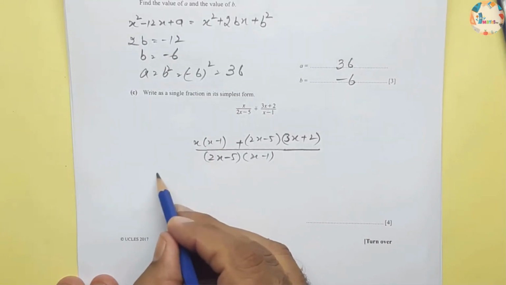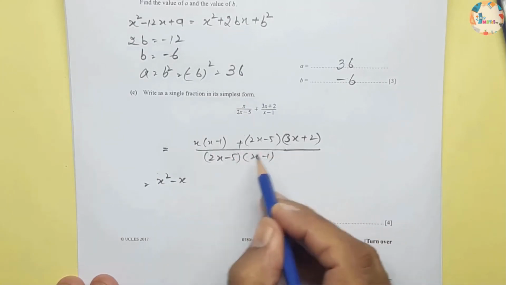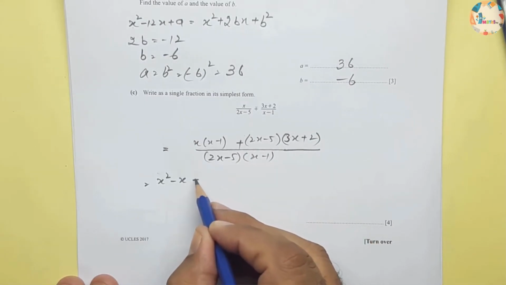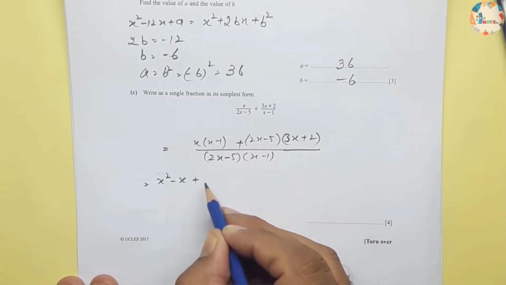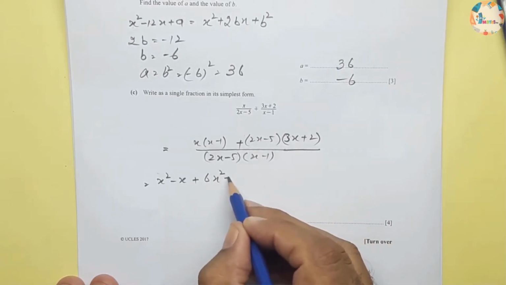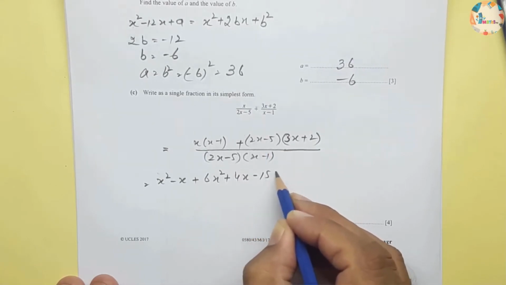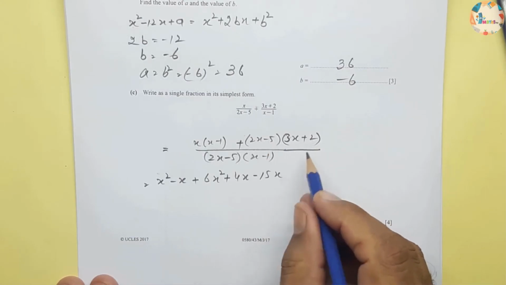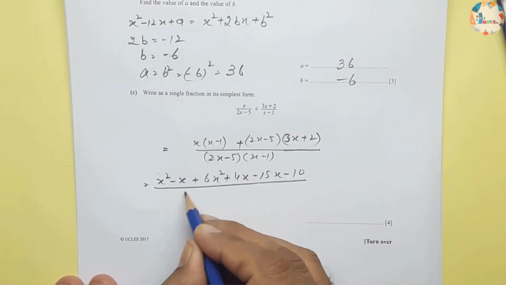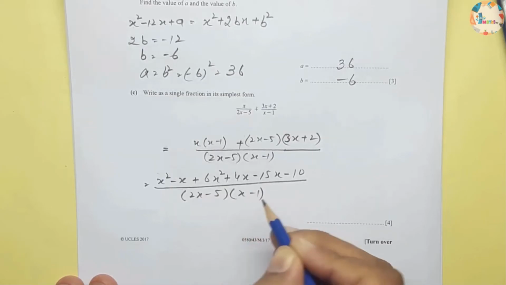This will be x squared minus x, and after multiplication this will be minus 2x into 3x, so this will be plus 6x squared, and 2x into 2 will be plus 4x, and minus 5 into 3x will be minus 15x, and minus 5 multiplied by plus 2 will be minus 10, and divided by these both terms we can write over here, and this will be x minus 1.